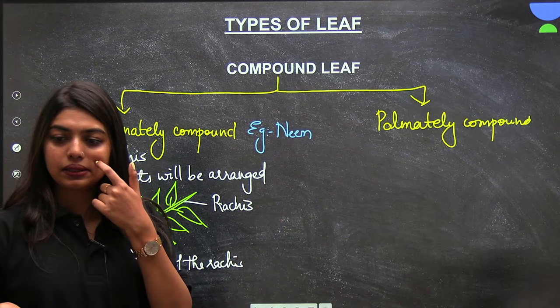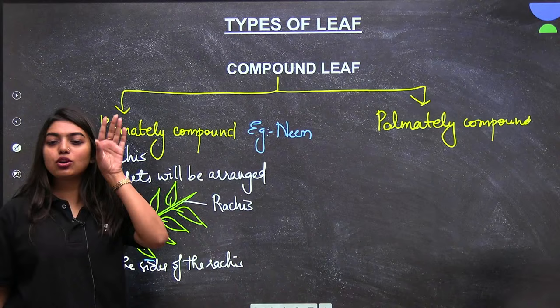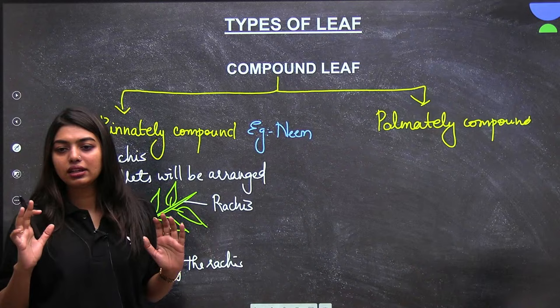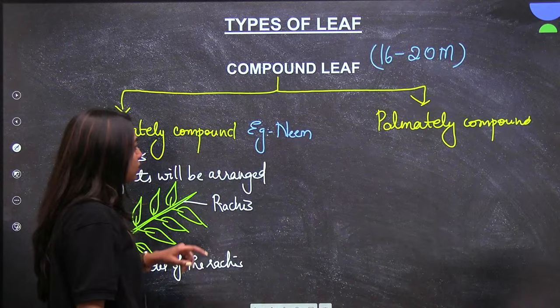Okay. Very good. Students, the example is neem. Got it, all of you? The example is neem. I just told you, it is 16 to 20 marks. Okay, students, understood? Neem is the example.